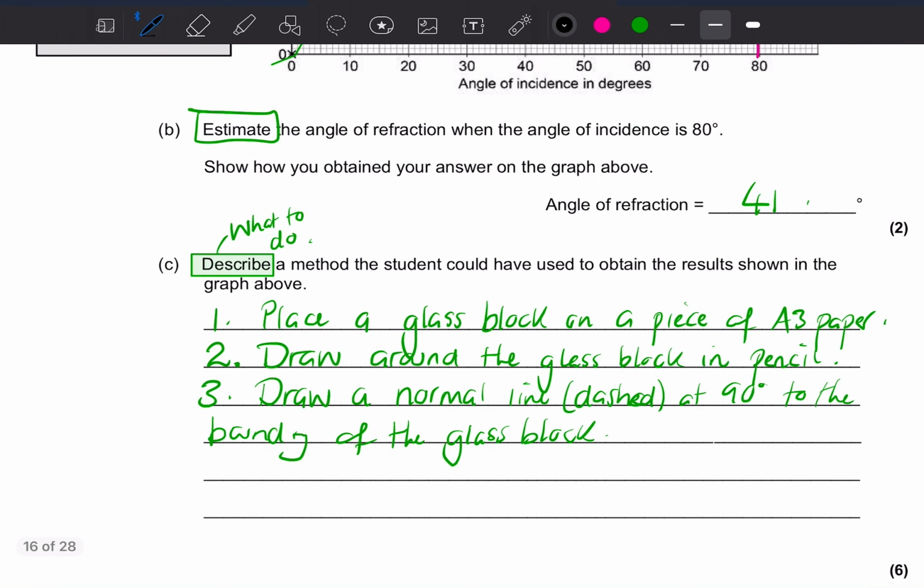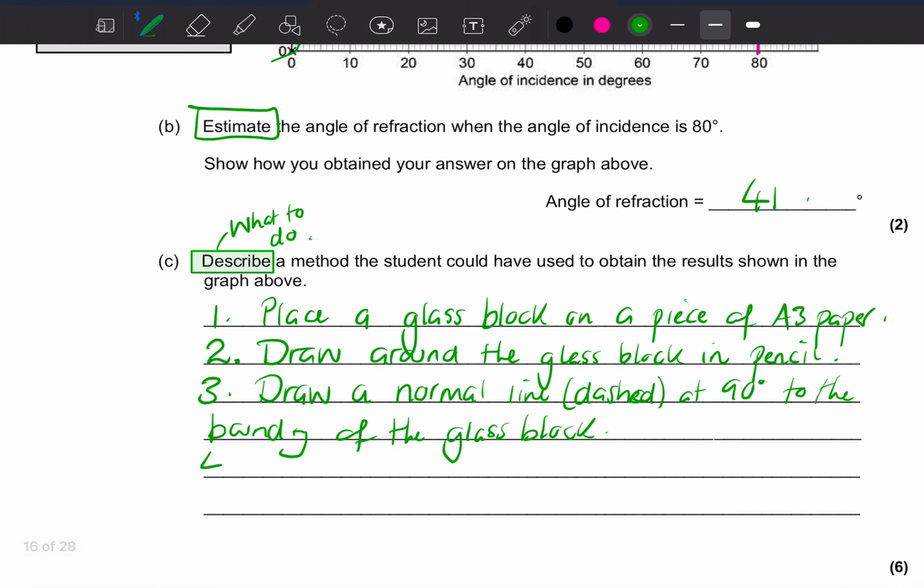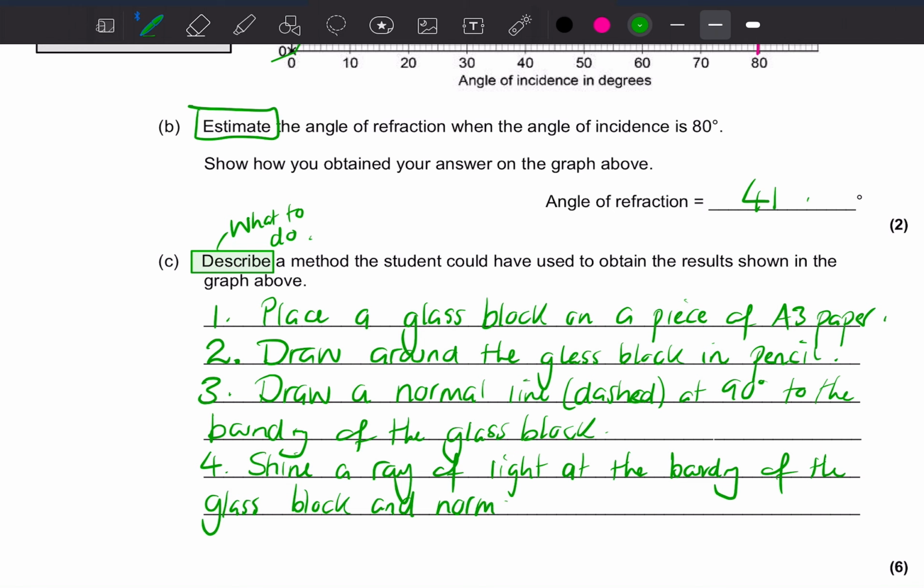So step four is to shine a ray of light at the boundary of the glass block and normal line using a ray box. So shine a ray of light using a ray box.